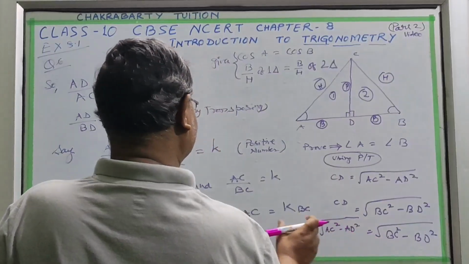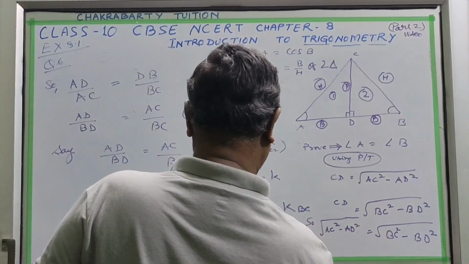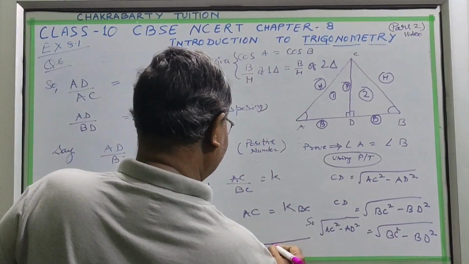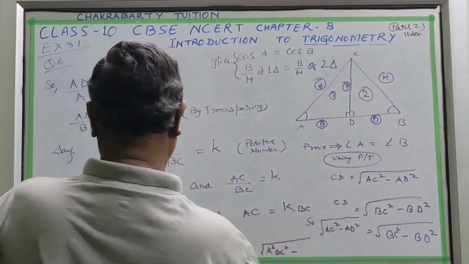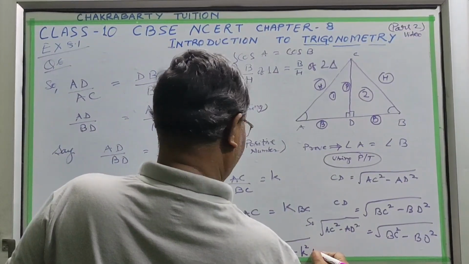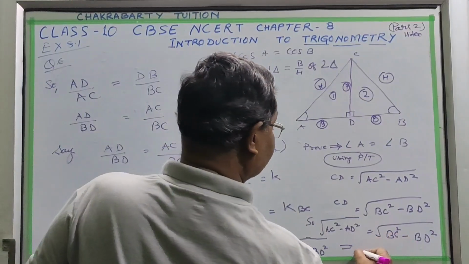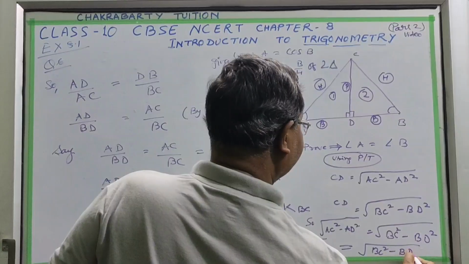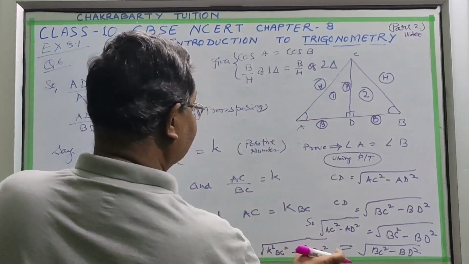So we will replace this with this KBD and here. AC we can write as K square BC. AC square minus AD square, how we can write K square or BD square, is equal to this one, BC square minus BD square. Now I will rub this side and then further from here onwards I will discuss.